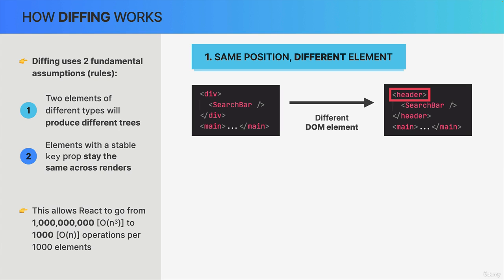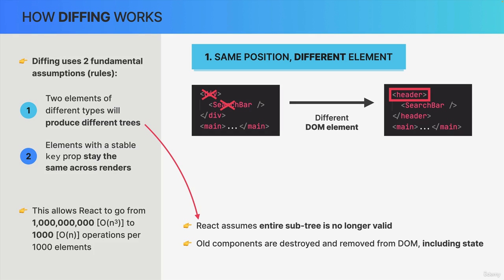So in a situation like this, React will assume that the element itself plus all its children are no longer valid. Therefore, all these elements will actually be destroyed and removed from the DOM. And that also includes their state, which is really important to remember. So as we see in this example, both the div element and the search bar component will be removed from the DOM and will then be rebuilt as a header with a brand new search bar component instance as a child.